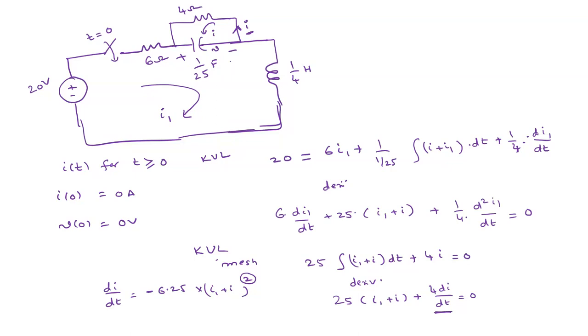Sir, should we write the first? Sir, we have di by dt. Sir, I think in place of the integral of (I plus I1) dt, we have to substitute minus 4i by 25, sir. Then we can do.